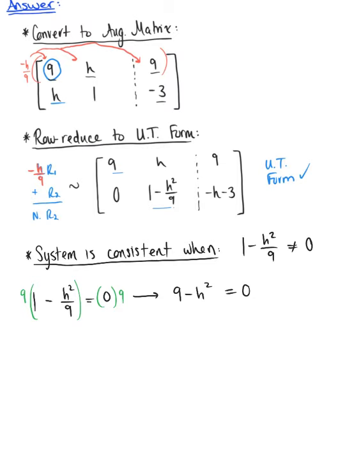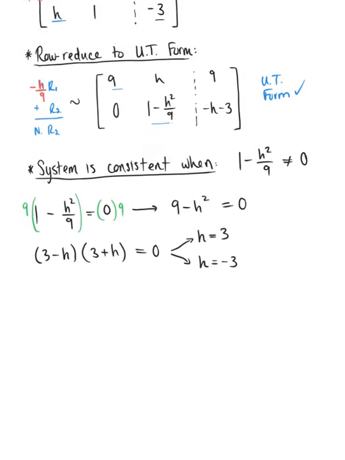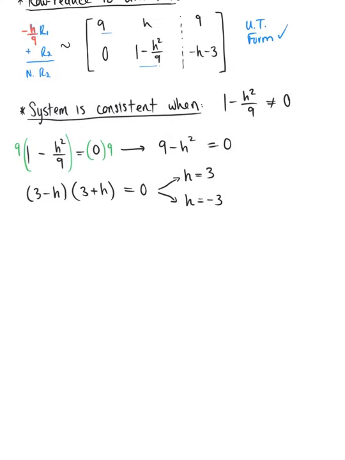It's a difference of squares. We know that that's going to be 3 minus h multiplied by 3 plus h is equal to 0. And so we have two potential solutions. We have that h is equal to 3 and h is equal to -3. And now, as always, we want to exercise caution. We don't want to assume that these values of h produce a contradiction. We need to check. So we have two cases to check here.